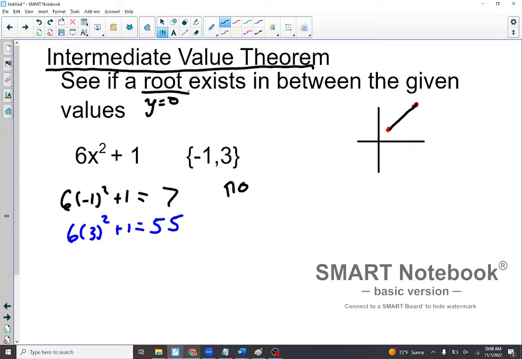I guess I would word the question as: is it for a fact that there exists a point, a root, between these 2 points? And then you will say, no, it doesn't for a fact exist, or yes, it has to exist. So again, it's going to be a yes or no question, but you need to show your work on how you figure that out.